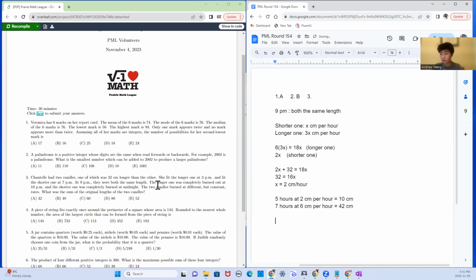So the question asks for the sum of the original lengths of the two candles. We have 10 plus 42, which equals 52. So the answer is 52. That means the answer to question 3 is E. So let's move on to question 4.